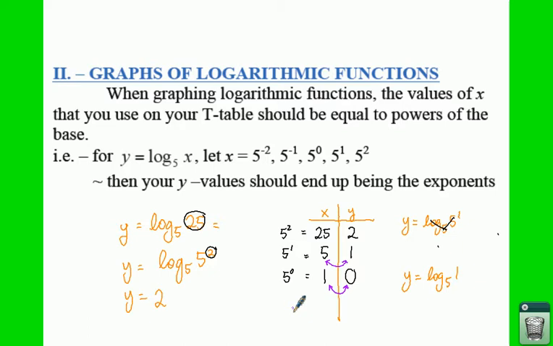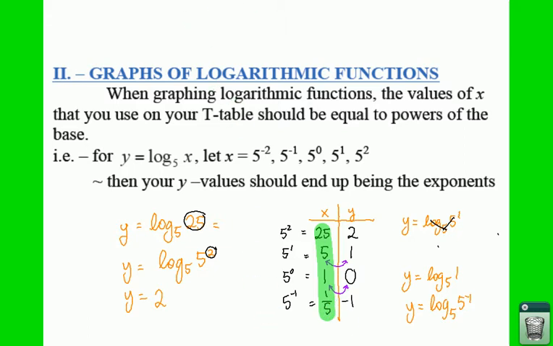Then you could plug in 5 to the -1. Well, that's just 1/5. If you plug that into your equation, you'd say y equals log base 5 of 5 to the -1, which would just end up being -1. So you go to the right 1/5, down 1, and on and on. So the values that go into your x column should be powers of your base.